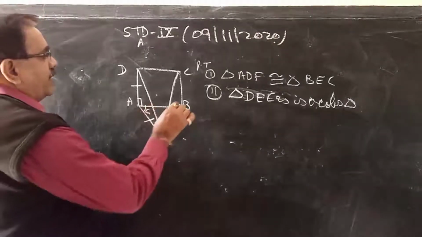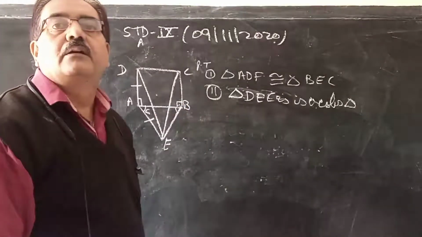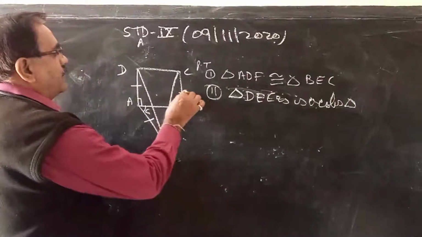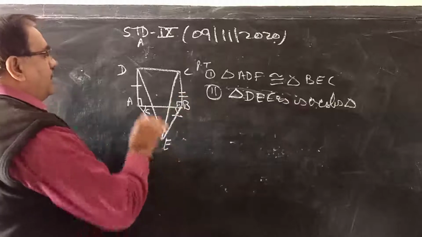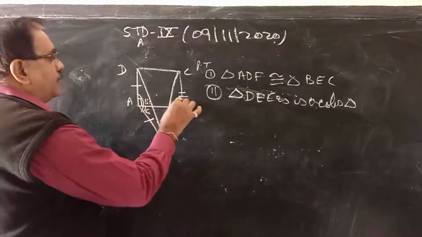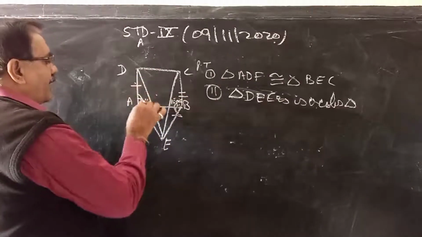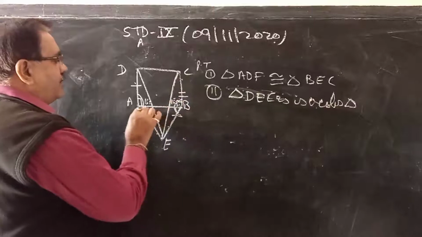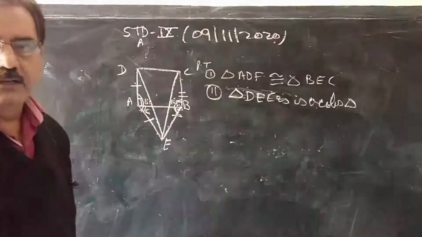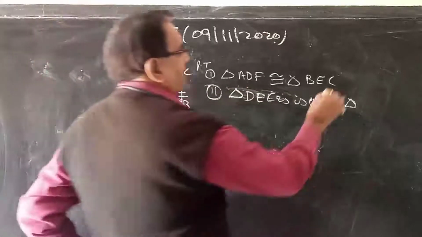Hence, same case here. This is 90, this is 60. Right? And this side is equal to this side. So, side, angle and total angle 150. This is also 150 degree. So side, angle, side, these two triangles are congruent. So these two triangles are congruent by SAS.